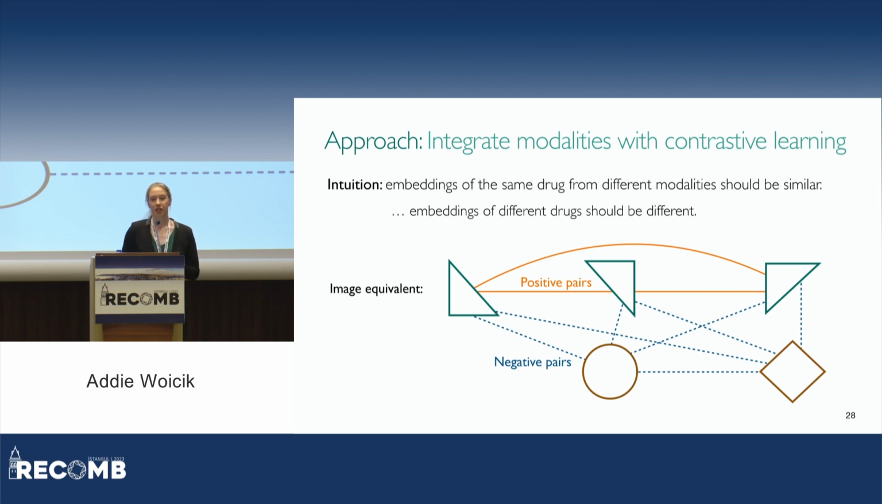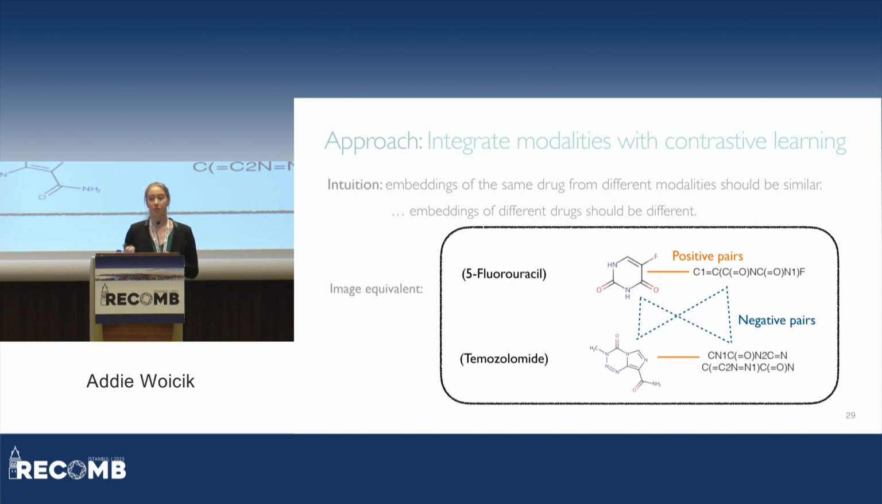So this translates pretty directly to our drug modality integration problem, where we can say that the molecular graph and SMILE sequence of the same drug are just different views of that drug, so form positive pairs in our contrastive learning framework and should have similar representations. Then combinations of different drugs are, of course, different and should have distal representations.